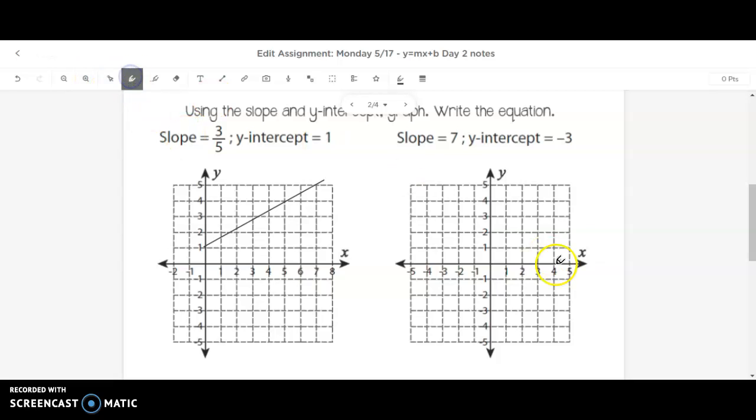My next one, I have the y-intercept is -3, which would be down here. My slope is 7, and if you remember from Friday, we said 7 over 1. So we're going to go up 7 and then over 1 to right here, and we'll connect those two with a line.